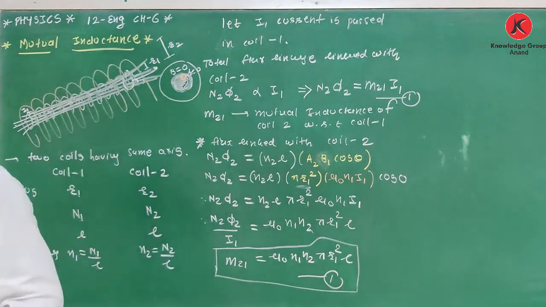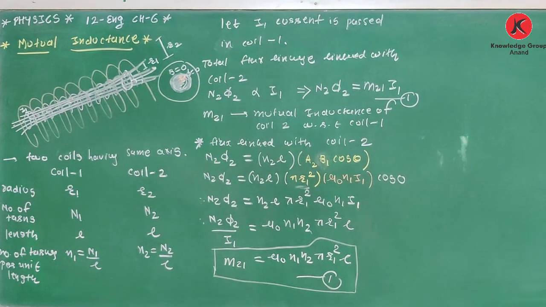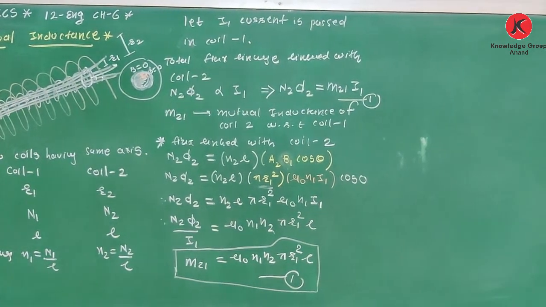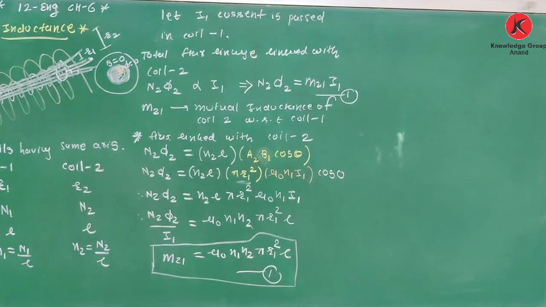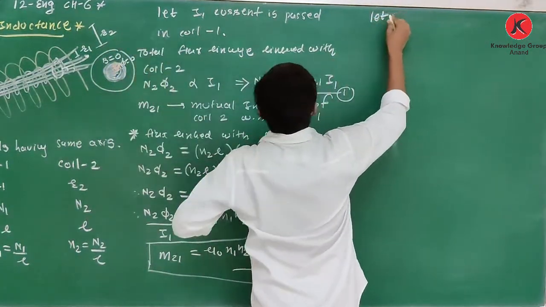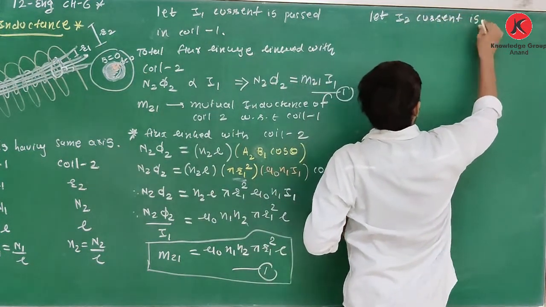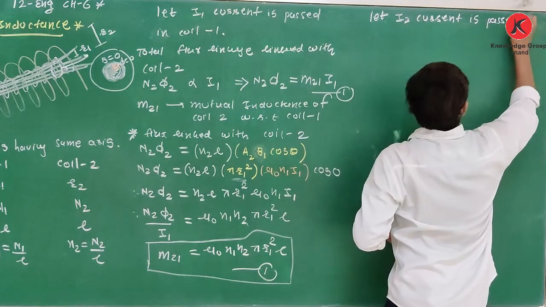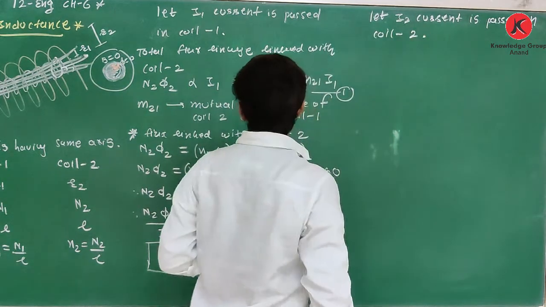Now with a similar method, we will find M12. How to find M12? Similarly, I have to write. Let current I2 be passed in coil 2.